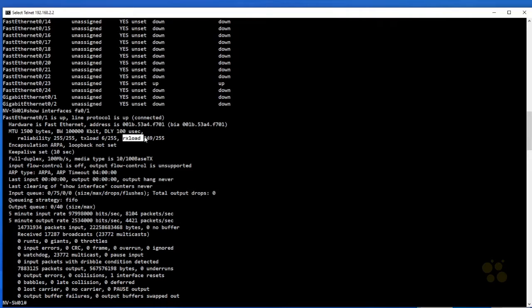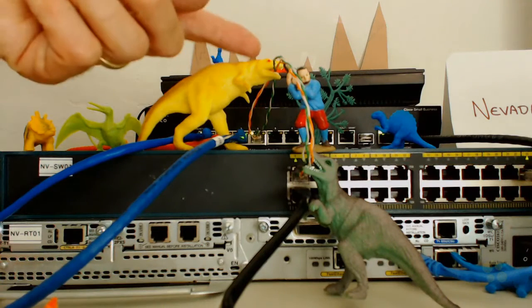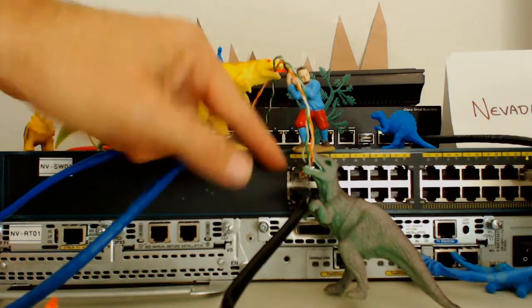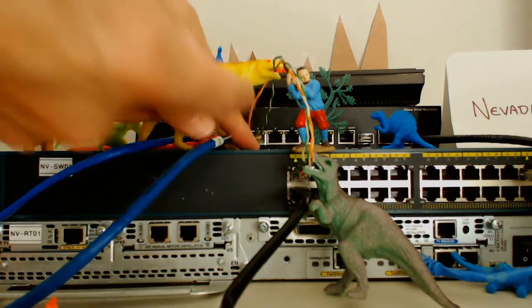RX is receive. Okay, that one is pretty much maxed out. 249 out of 255. Because if you think about it, let's look back over here. I've got all of this data coming in. Oh, hang on. Didn't flip the slide. There we go. All of this data coming in from the production network through the dinosaurs down into Nevada. So what is that? Is that transmit? No.